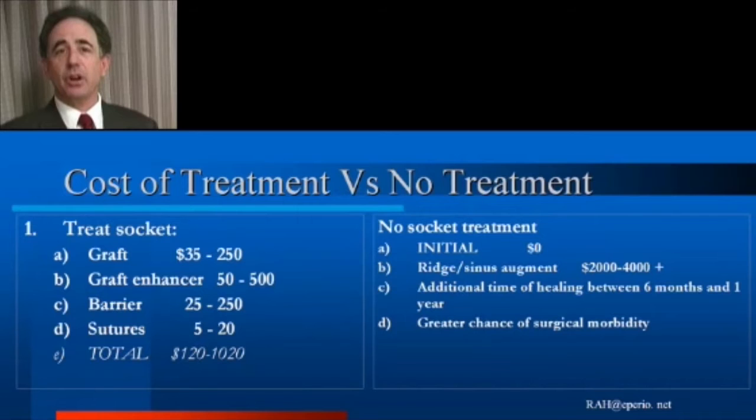If we look at some of the costs of treating versus non-treating an extraction socket, we can see that our graft material and barrier combination can cost anywhere from $100 to $1,000. We can use simpler grafting and barrier techniques that you will see over the course of the next few lectures, how these can be used to successfully augment a dental socket with full fill of alveolar bone.